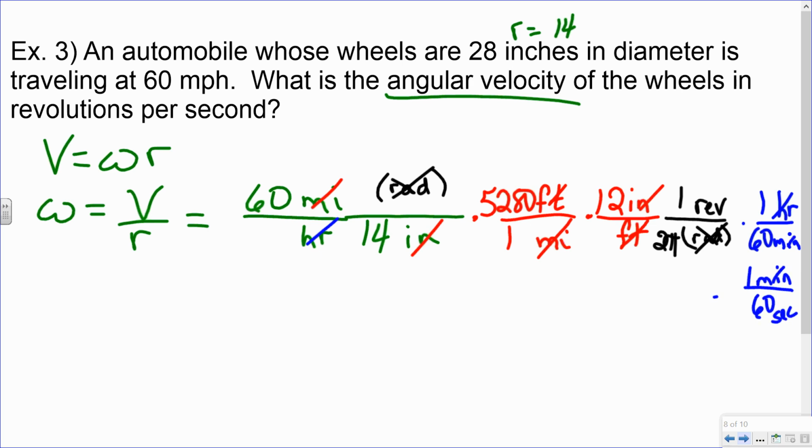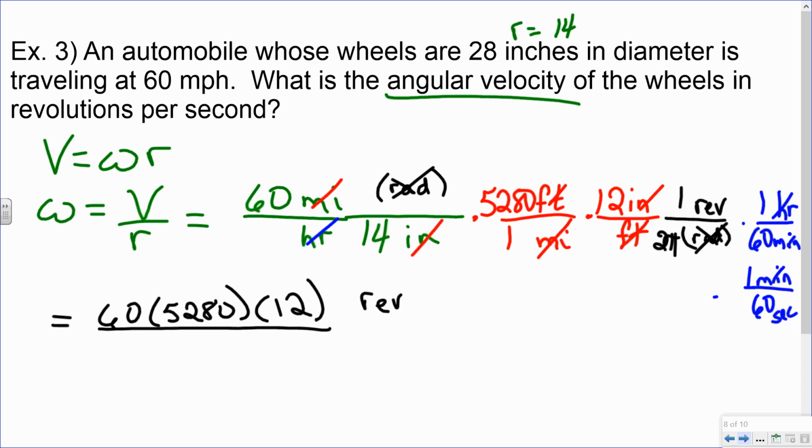And let's clean it up. What all do we need to put in the calculator this time? 60 times 5280 times 12, and that will give me revolutions. And in the denominator, 14, 2 pi, 60 and another 60, and those will be seconds. I think I got all of them in there. Did I make sure I didn't miss any? And punch it in the calculator to help me out.